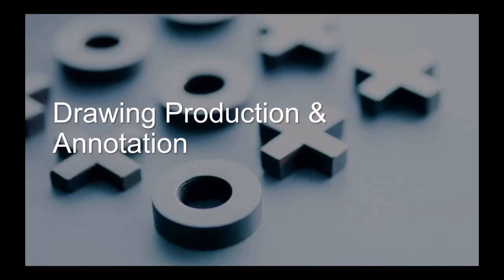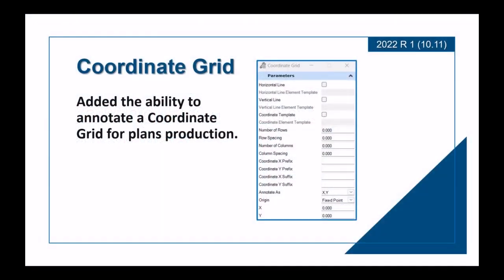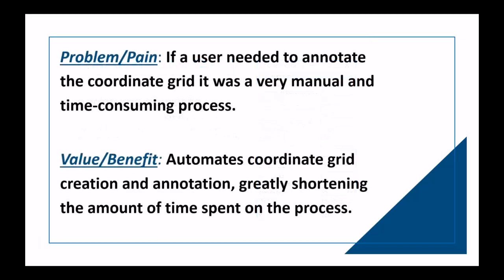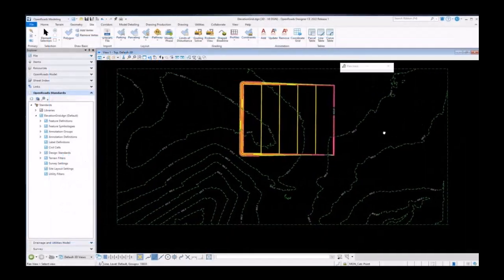Next, let's move into some enhancements and additions we've made in the drawing production and annotation area. The first one I want to talk about was added in 22R1. This is the ability to put a coordinate grid on your file. So whether you need the grid lines going horizontally and vertically, and/or annotations of X and Y or north and east coordinates on there, we've given you a new tool to do that.